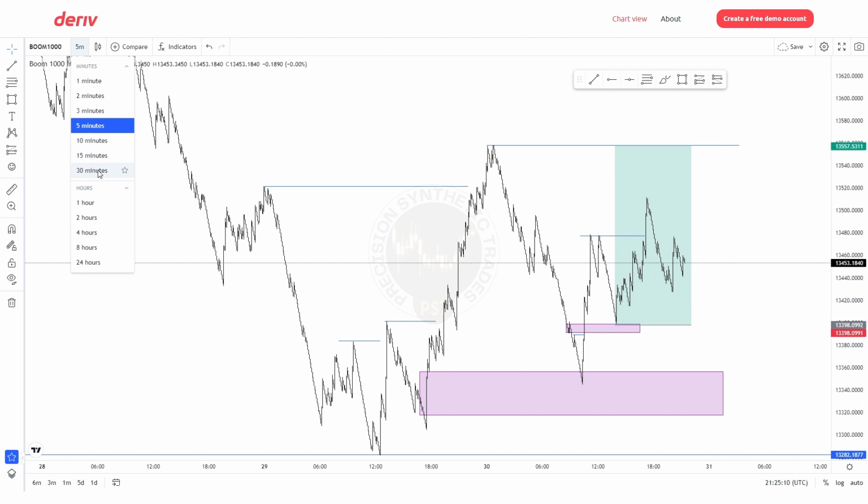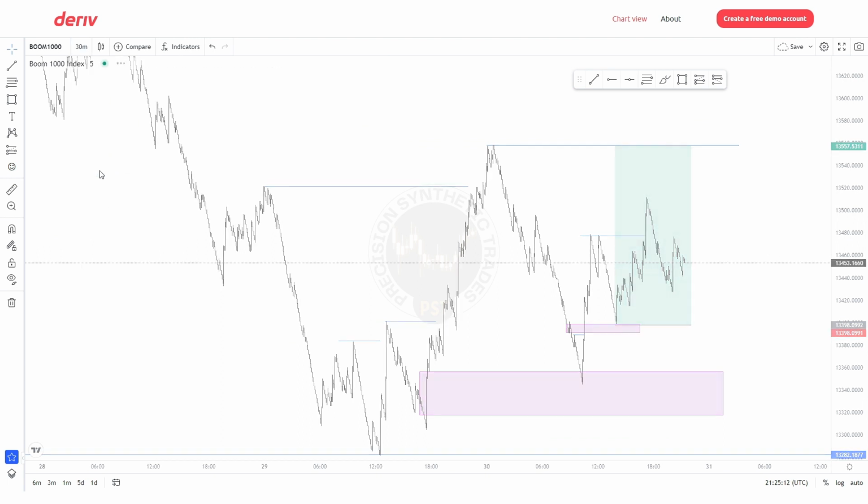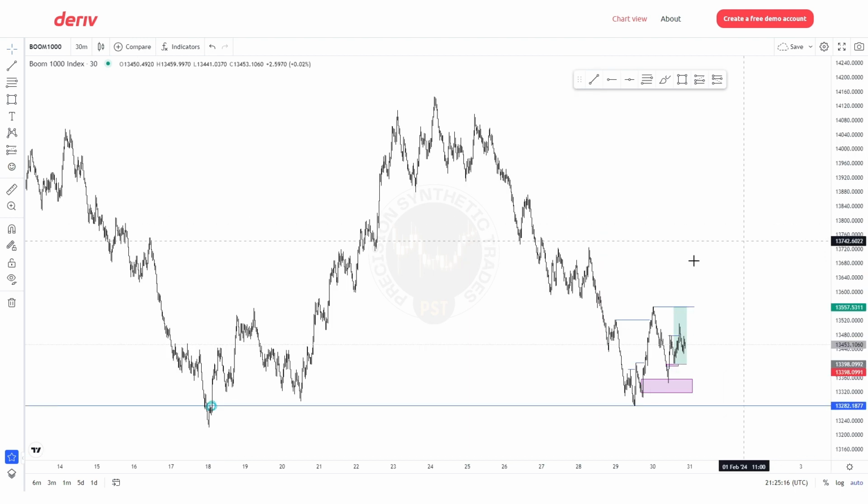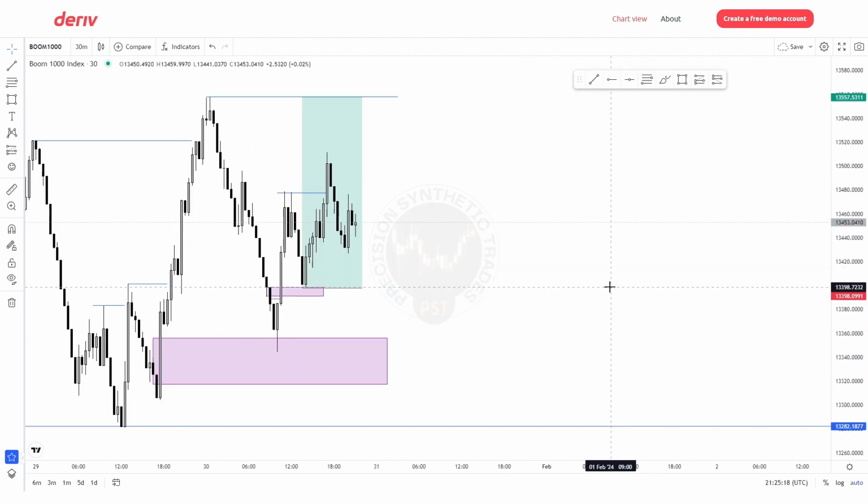Don't try to always catch the first big thing or the best move. Wait for price to tell you the story. Wait for the impulse move after it entered on a nice point of interest, and then you look for your entries on the lower time frame.